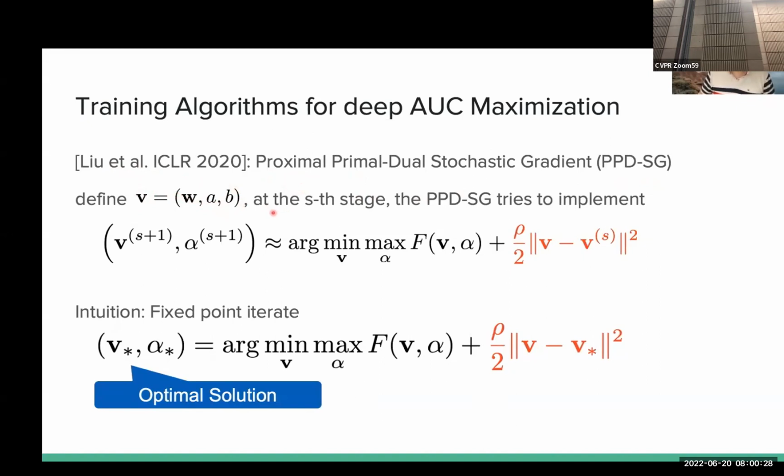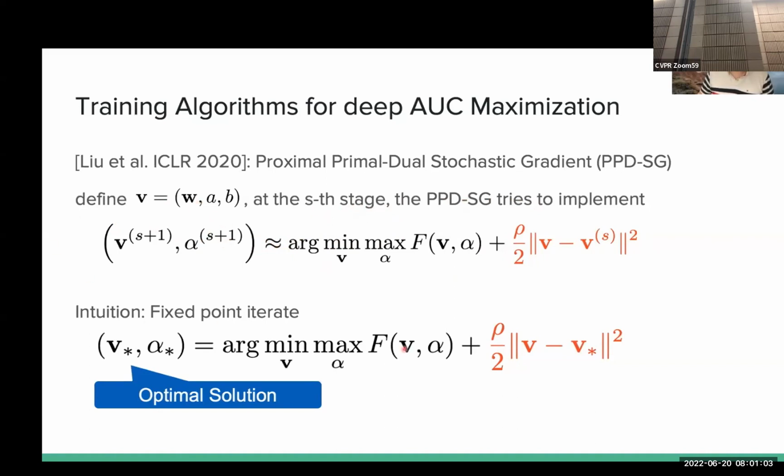In the stage-wise algorithm, at the S-th stage, PDSG tries to implement the following line here. This is the original objective function plus a quadratic term anchored at Vs. They want to approximately solve this problem to get the next solution. But this is only approximately equal, which means that we cannot solve the right-hand side problem in closed form. We need to use some solver to solve this problem.